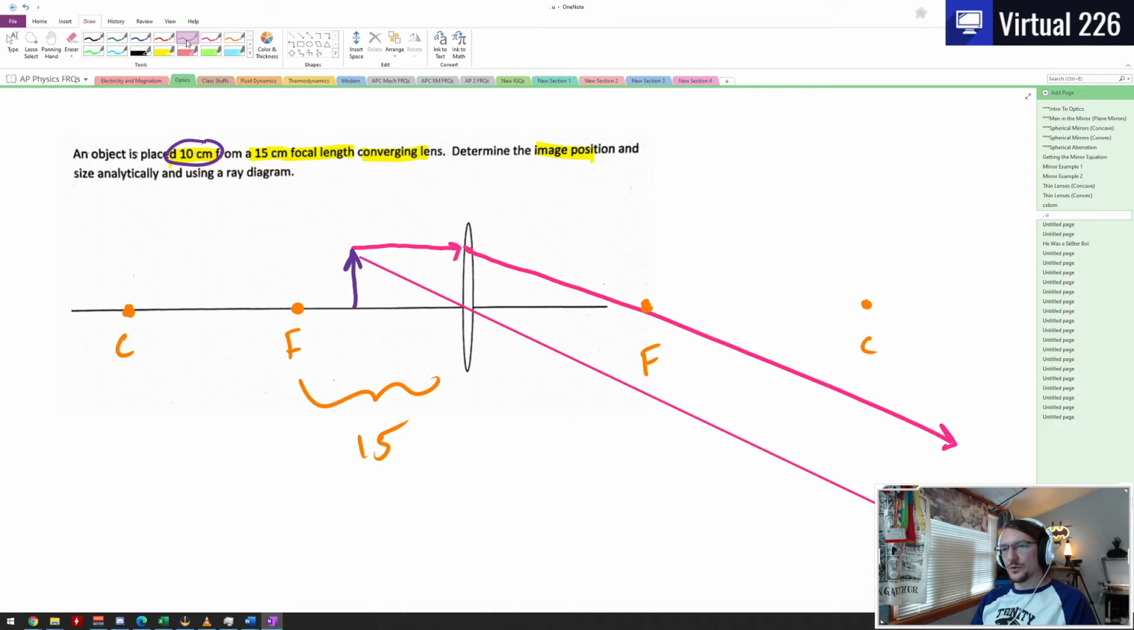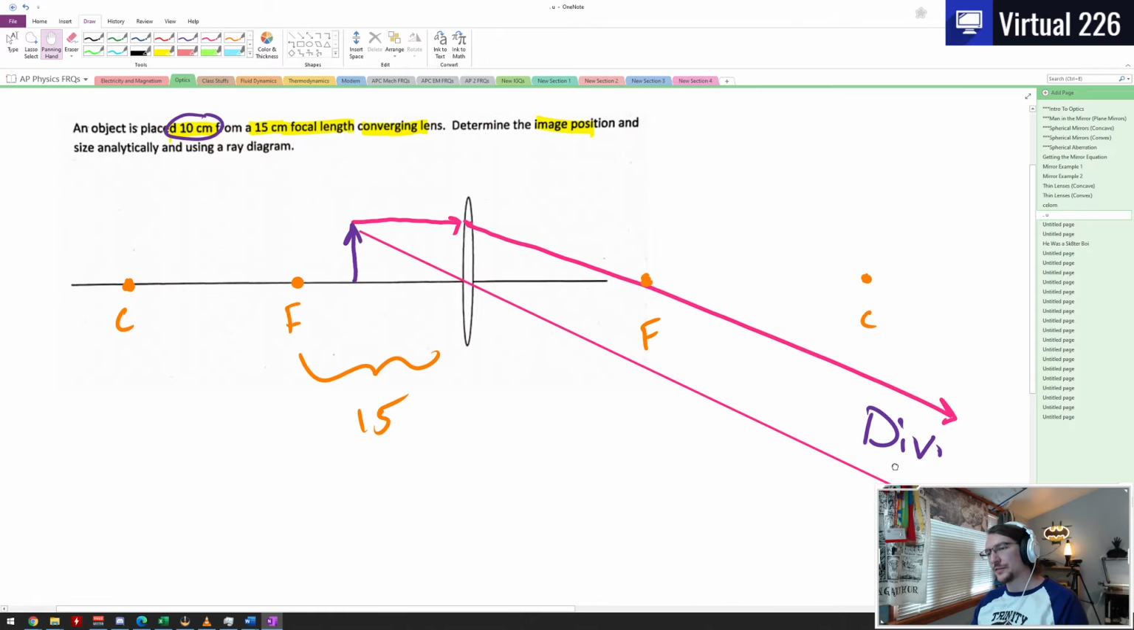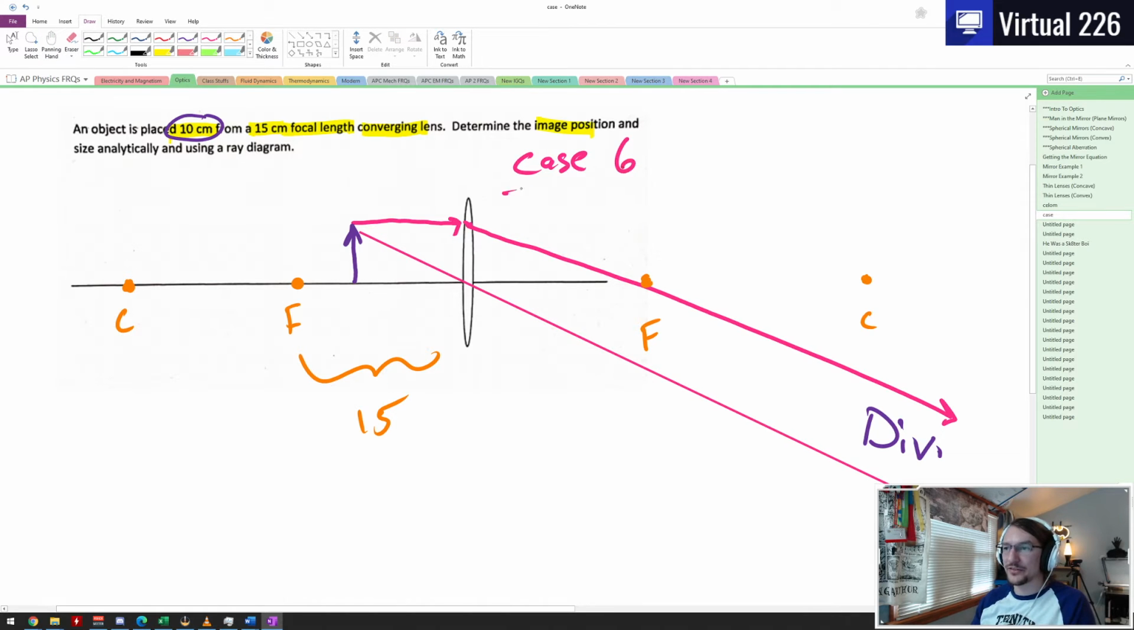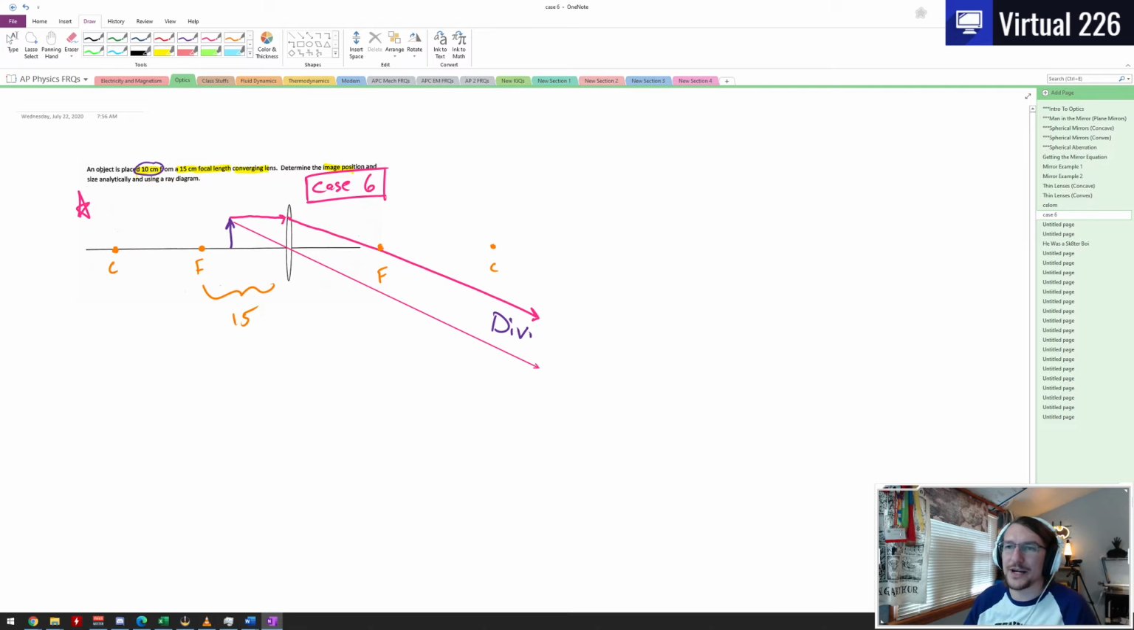Now, if we take a look at this here, it's decently obvious that these lines are diverging. They're moving away from one another, which means that I actually need to backtrack these lines in order for them to hit. In this case, we have case number 6, where we're going to be creating a virtual image on this side over here of our scenario. This is a magnifying glass. So let's zoom out because I might have to get a lot of distance to backtrack this.